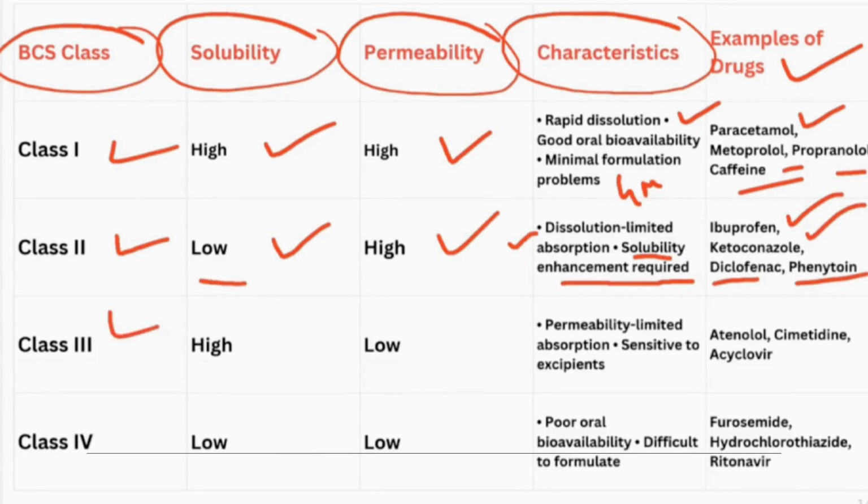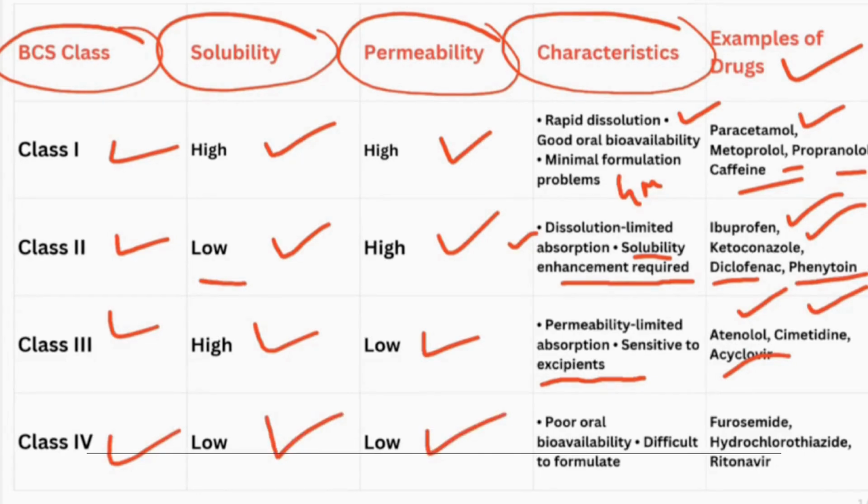Then class 3, they have good solubility and low permeability. Here in the formulation we need some permeation enhancers in the excipients. Examples for this category are atenolol, cimetidine and acyclovir. Then class 4, here the solubility is low, permeability is also low, and the characteristics are poor oral bioavailability and difficulty in formulating. Especially parenteral and transdermal routes are preferred in this category.